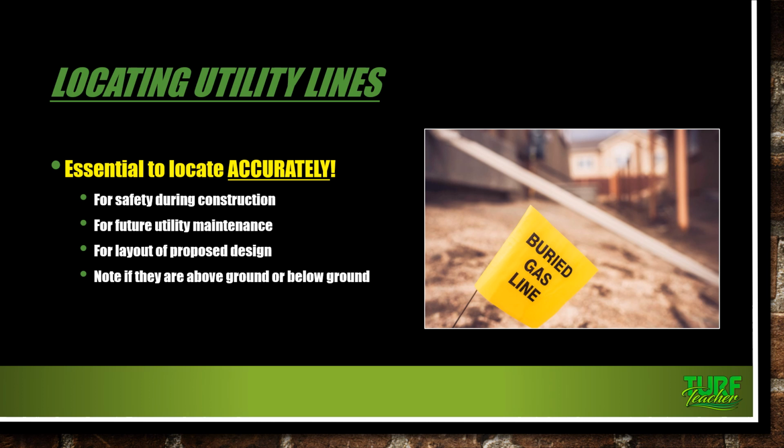Locating the utility lines, guys, you've got to call ULOCO. You've got to call that 811 and get everything marked. It is essential to have it accurately located for safety during construction, for future utility maintenance, for layout of proposed design, and note if they are above ground or below ground. Most new neighborhoods, everything is below ground. They're not bringing in power overhead like they do in some of the older neighborhoods.